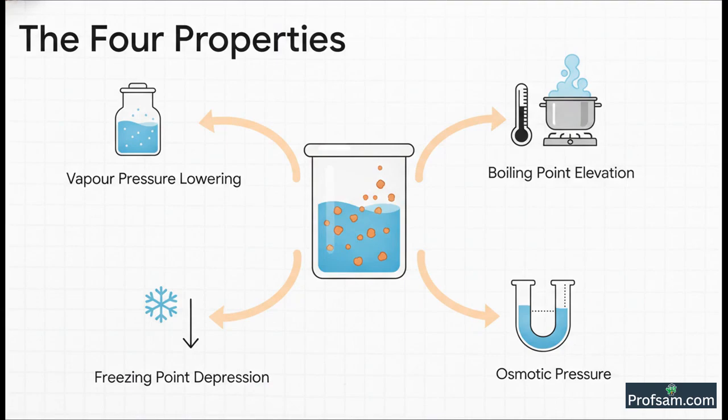Now, there are four main colligative properties you need to know about. There's vapor pressure lowering, boiling point elevation, freezing point depression, which is the one that explains our salt and ice mystery, and finally, osmotic pressure. And you know what's amazing? All four of these different effects actually happen for the exact same reason. When you add solute particles, they simply get in the way and disrupt the normal behavior of the solvent.